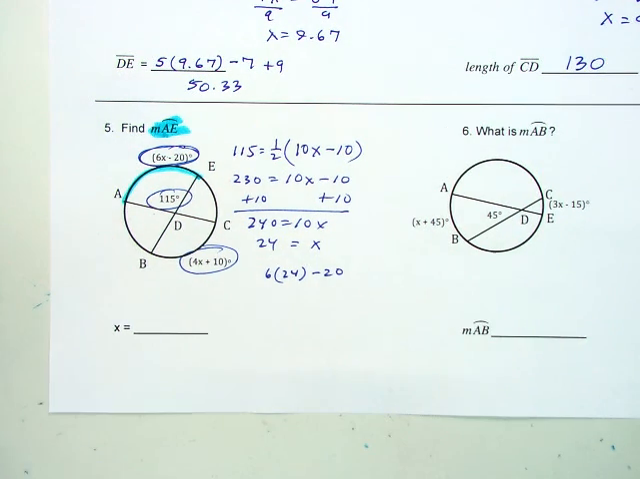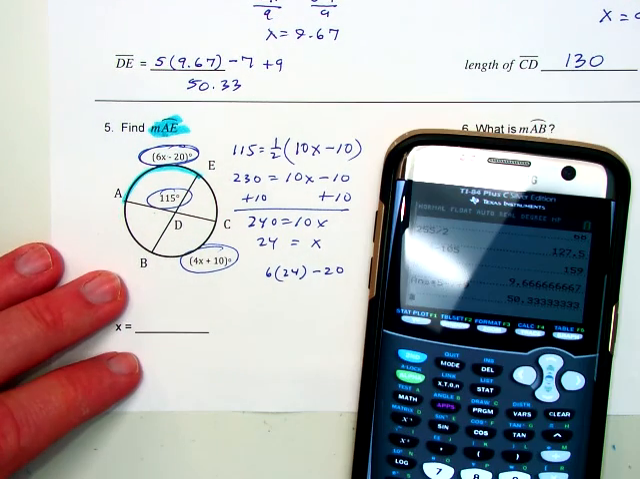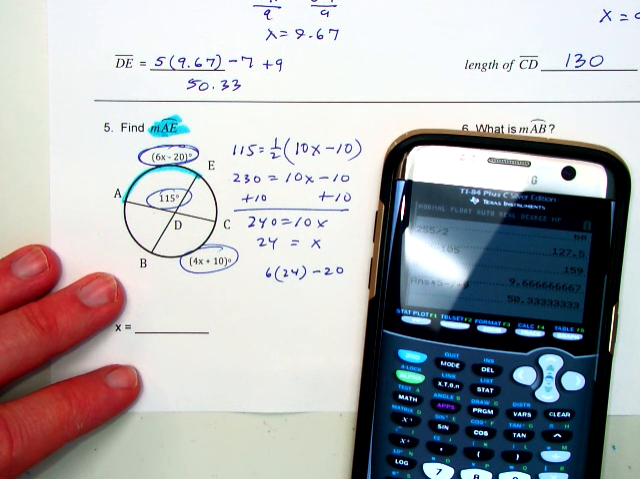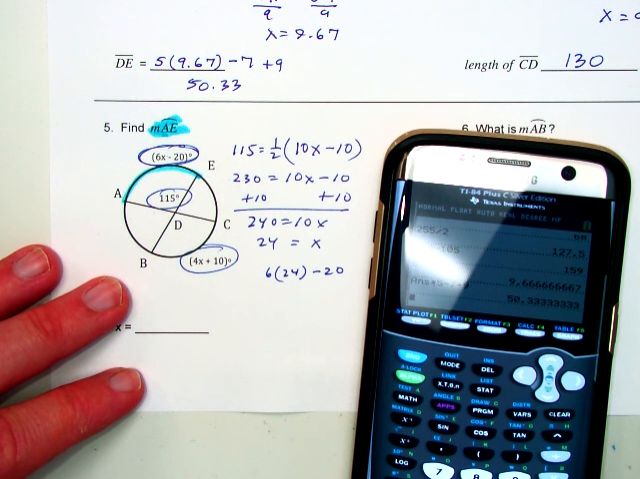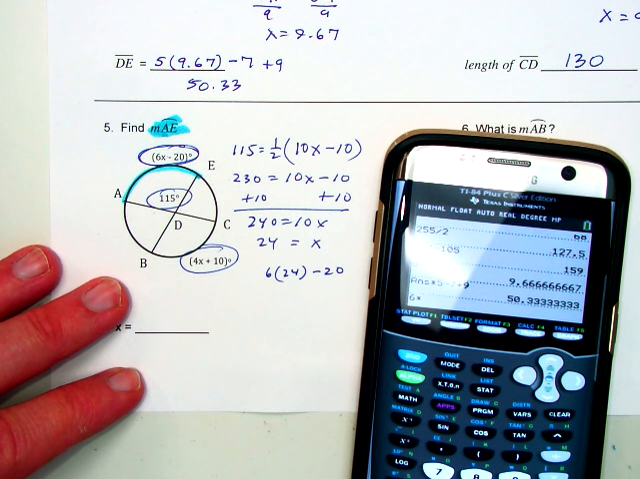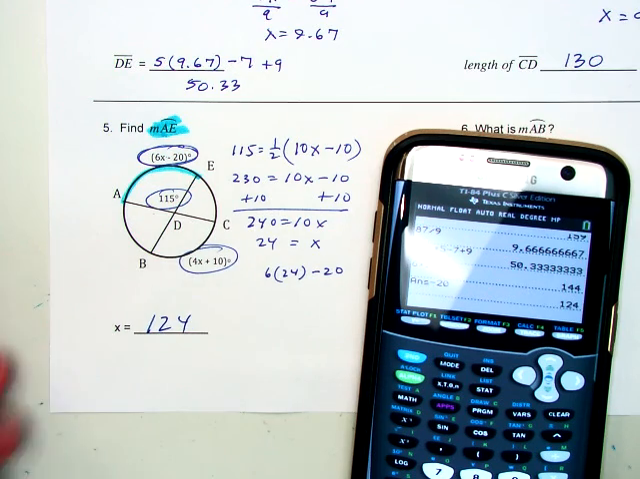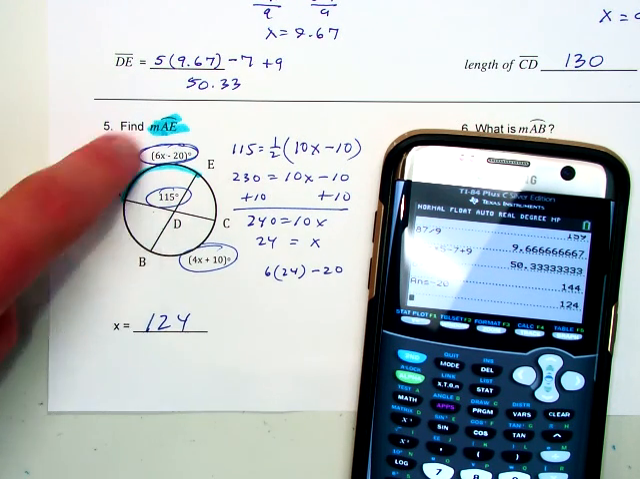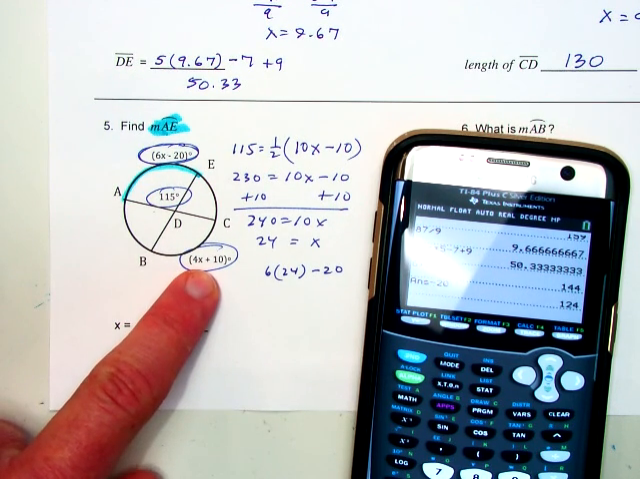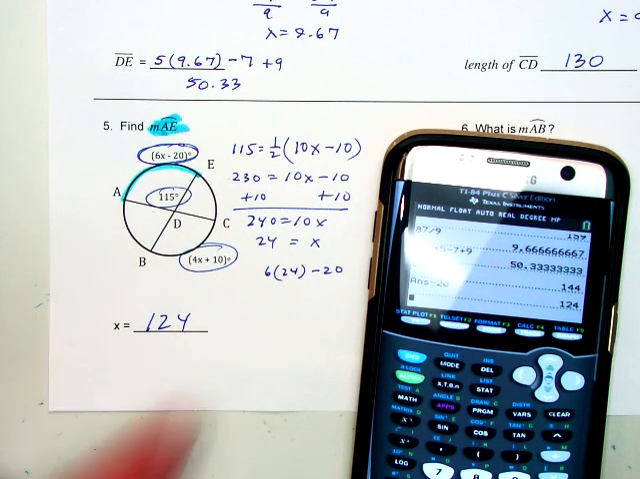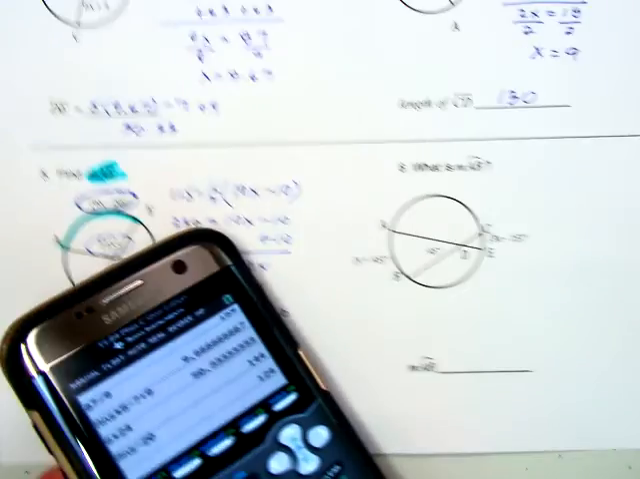To make sure I get it right, I believe that's 146, but 6 times 24 is 144, minus 20 is 124. Okay? So this is AE is 124. If I plugged it in to find BC, it'd be 96 plus 10, would that be 106? Okay? All right. So let's go look at our last one.